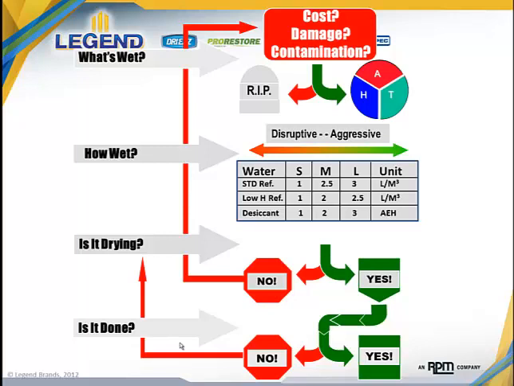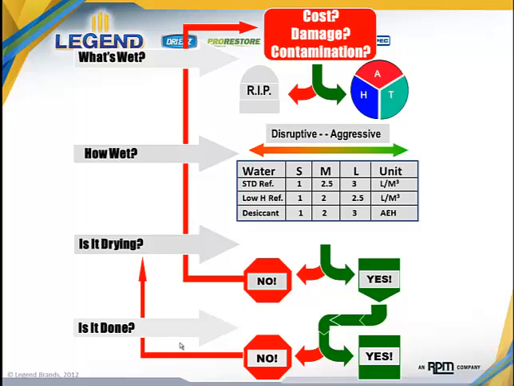Then, once we decided if we were or were not going to dry the materials, we had to define how wet the materials were that were going to be restored. This was critical because the third question on the left-hand side, is it drying, cannot be answered without first understanding where we were starting from. And then finally, ultimately, we needed the ability to understand whether or not the project was completely dried at the fruition of the restoration effort.